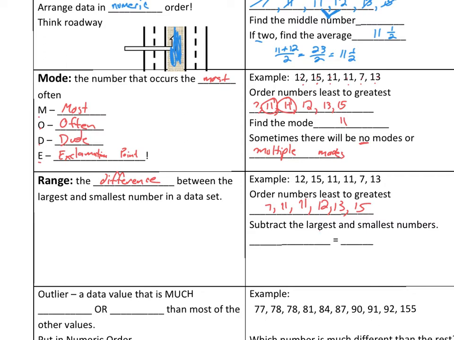So we're going to subtract the largest and the smallest number. So the largest is 15, the smallest is 7. So my range is 8. They range from 7 to 15. So the difference is 8.